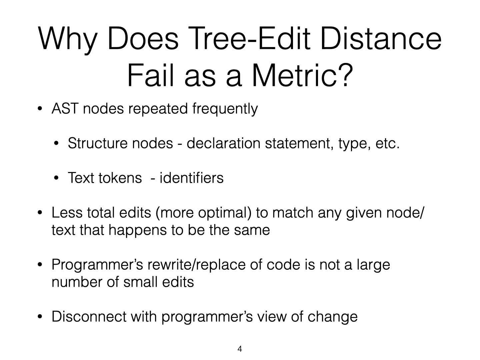So, why is this the case? First, an AST repeatedly uses the same nodes. For instance, nodes denoting a declaration statement, a type, or even the same text tokens frequently appear as we use the same syntactic elements and identifiers frequently. When computing the shortest edit script, it is more optimal to match any given node or text that happens to be the same. This is especially bad when code is rewritten or replaced, where a delta ends up as a large number of small and meaningless edits that are disconnected with the programmer's view of the code change.